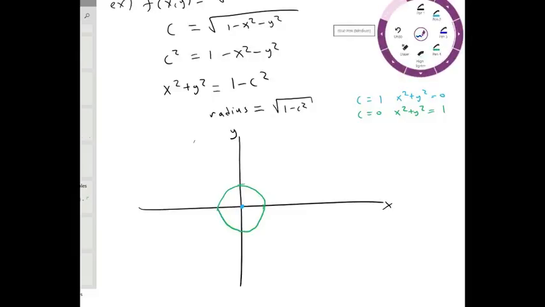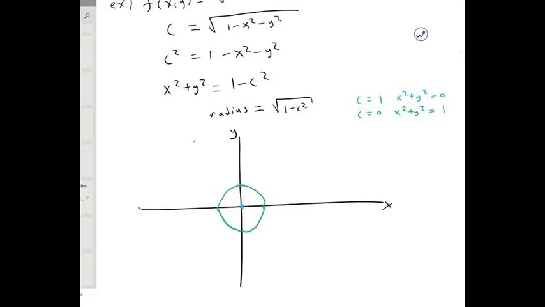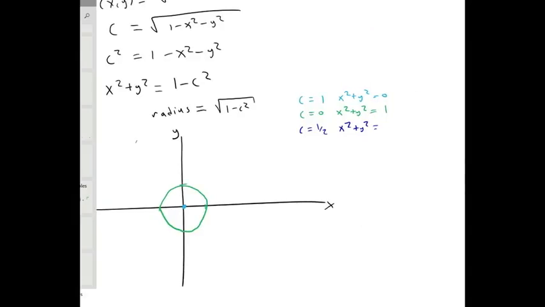And everything in between, let's say c is 1/2. We have x squared plus y squared equal to 1 minus 1/4, which is going to be 3/4. So our radius is the square root of 3/4, which is root 3 over 2. So let's just say that's right here.